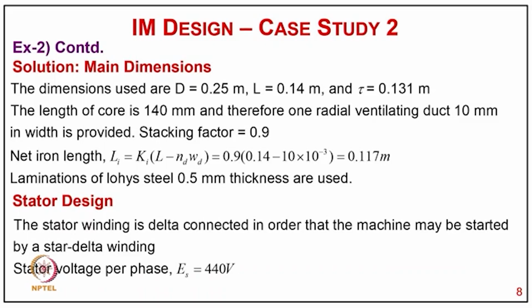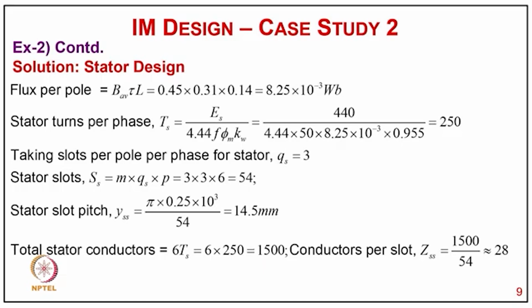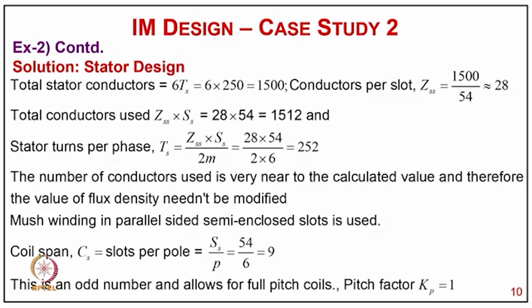Stator winding is delta connected so that the machine may be started by star delta starter, and stator voltage is equal to 440. So total number of stator conductors we got it. Number of conductors per slot is say 28, and total number of conductors ZSH into SS comes like 28 into 54, so 1512, and stator turns per phase comes TS equal to ZSH into SS upon 2M, so it comes 252. So the number of conductors used is very near to the calculated value, and therefore the value of the flux density need to be modified.